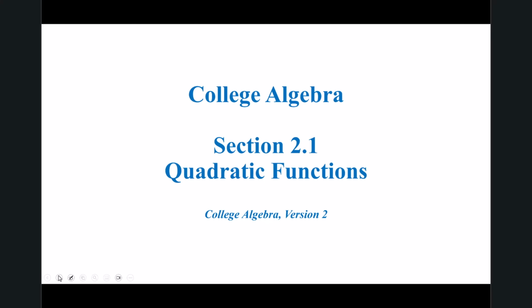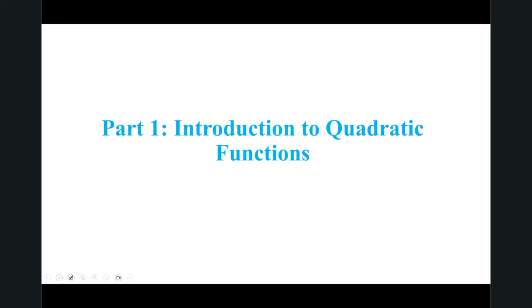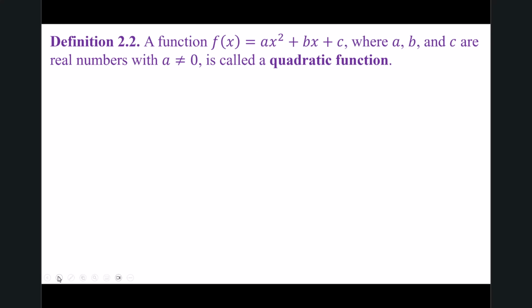Section 2.1, Quadratic Functions. Part 1, Introduction to Quadratic Functions. A function f of x equals ax squared plus bx plus c, where a, b, and c are real numbers and a does not equal 0, is called a quadratic function.